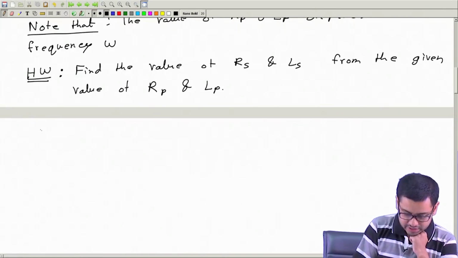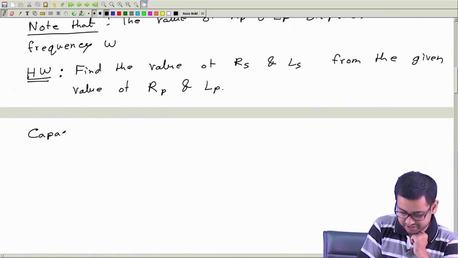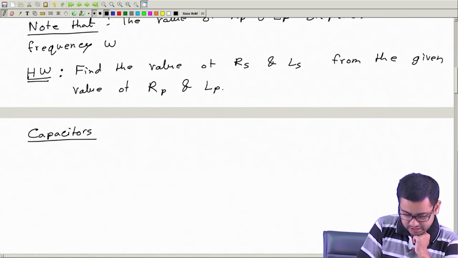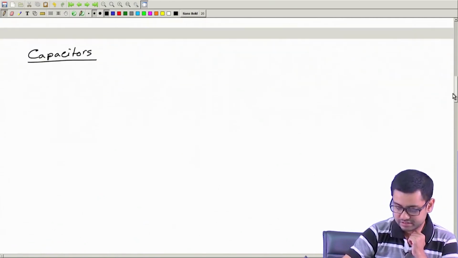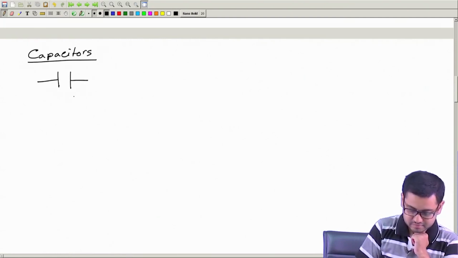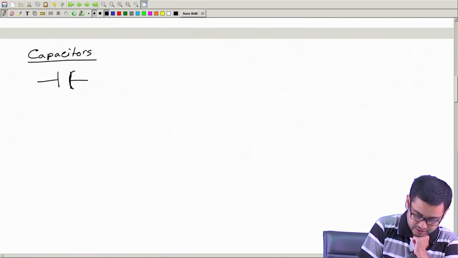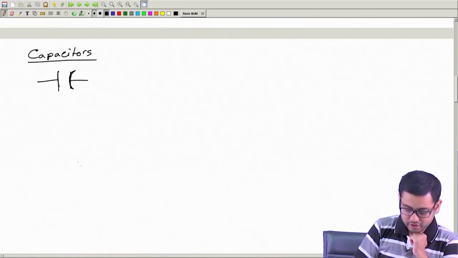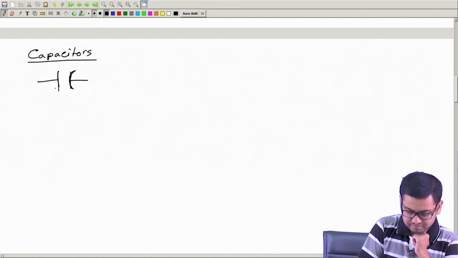So, now the next thing we are going to talk about is capacitance. Capacitors. Now, an ideal capacitor, which we denote with just this symbol, or maybe sometimes like this. For this, no current can actually flow from one plate to the other through this dielectric, because this is a perfect insulator.